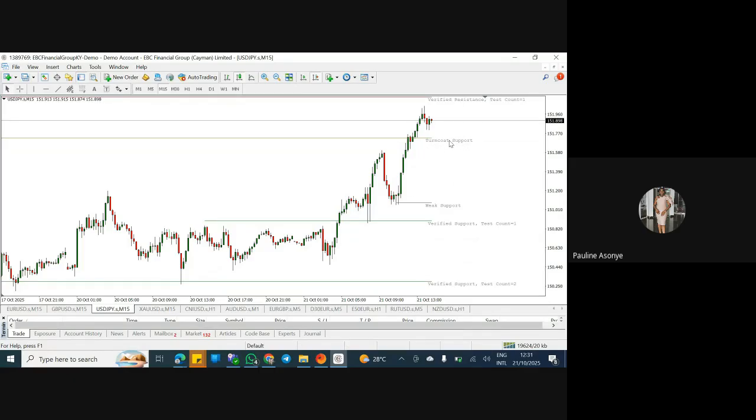It means this used to be a resistance before. It has now turned. Then it became a support because it broke it. It became a turncoat support. This one too is verified, because price has tested here, gone back, tested here, gone back. This place now, because price most likely might break it, that is why you are seeing it is a weak support.